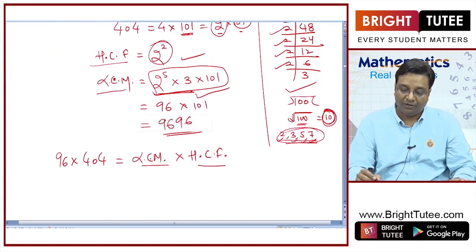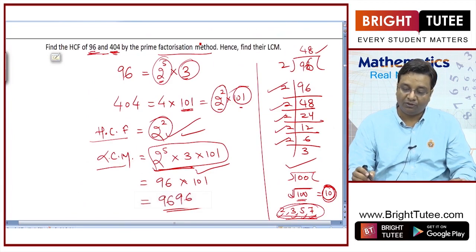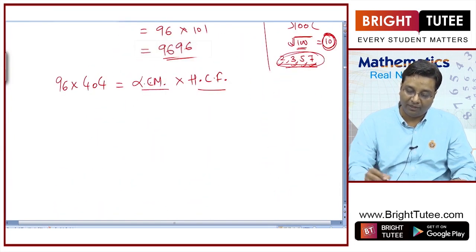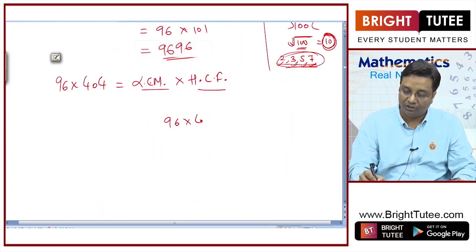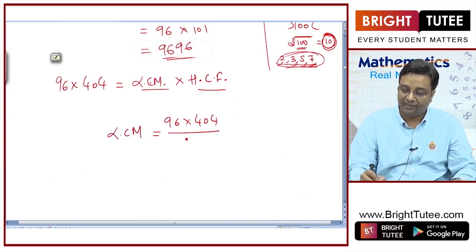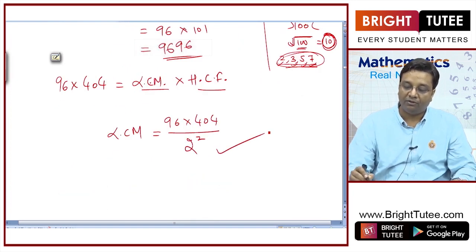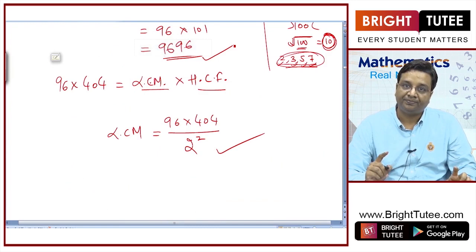Now if you have found HCF here, what you could have done is multiply these two numbers, 96 into 404, and divide it by their HCF for finding LCM. What was the HCF? 2 raised to power 2. Even now you will get the same answer.